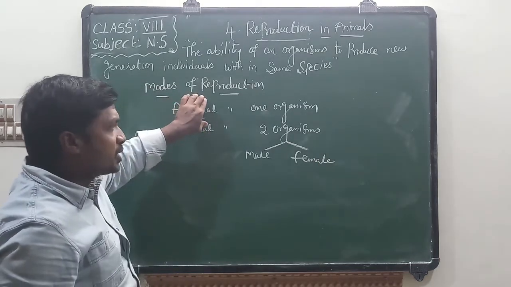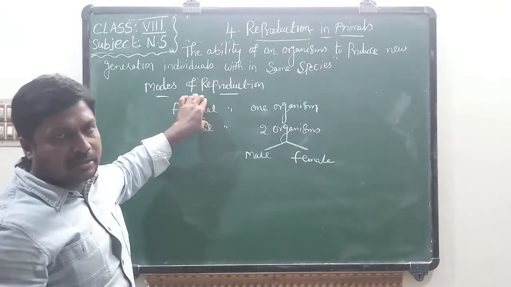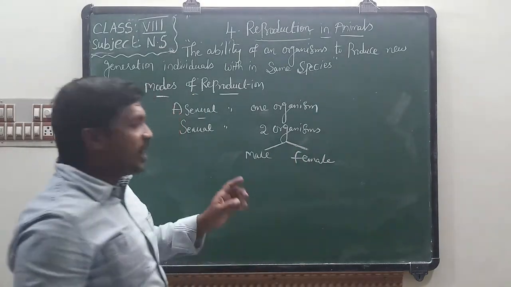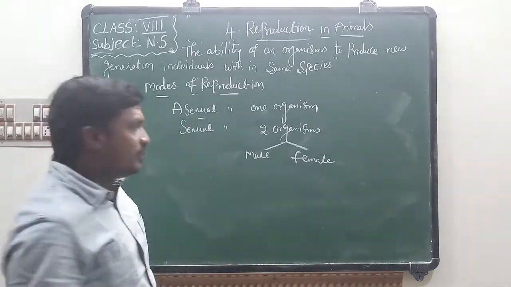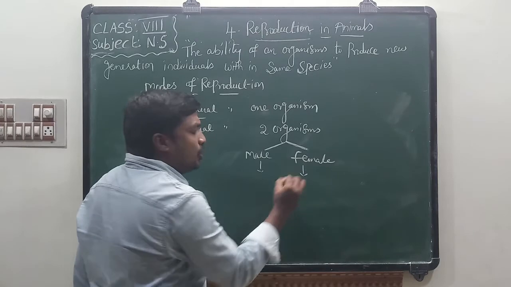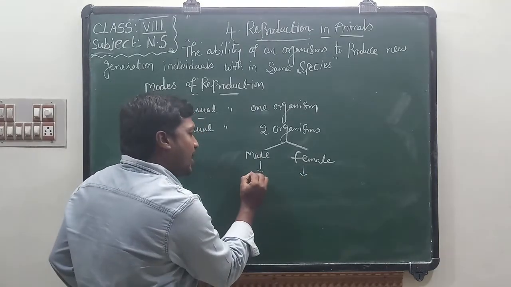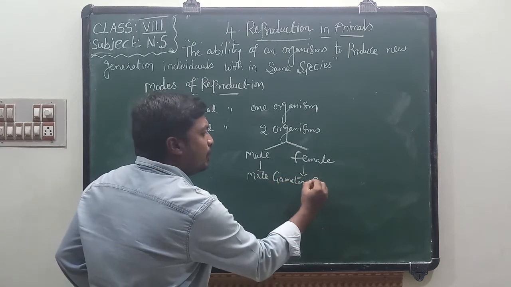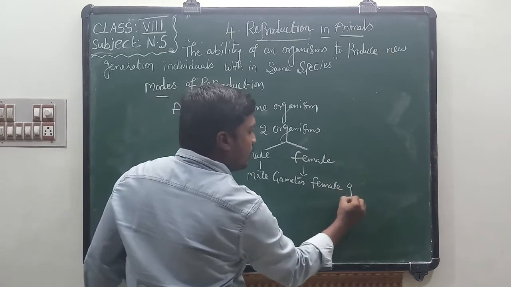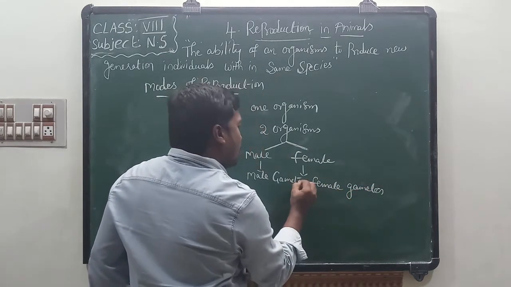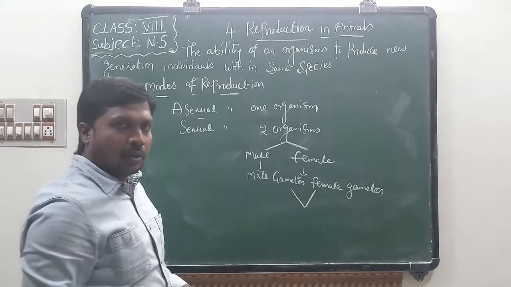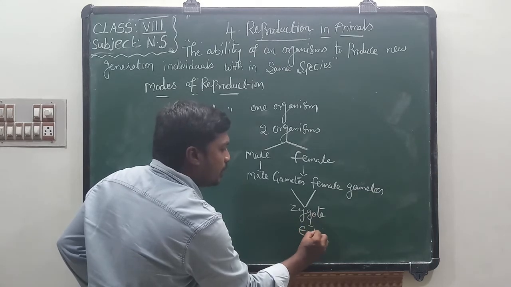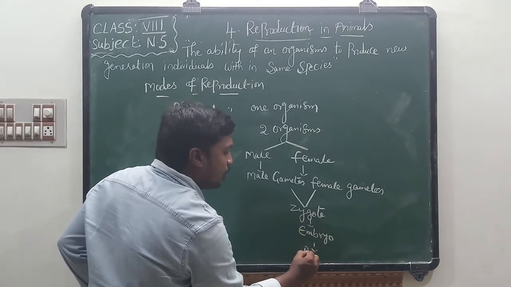If you will observe asexual reproduction, we can find only one organism. One organism acts as male and female. In sexual reproduction, we can find two organisms, one male and one female. Do you know they produce gametes? What are gametes? Male gametes and female gametes. When these gametes are fused, zygote will be formed. Zygote develops into embryo, which develops into a new baby.